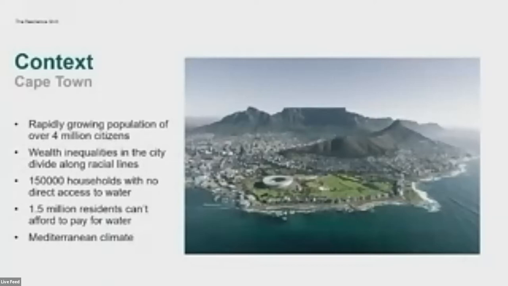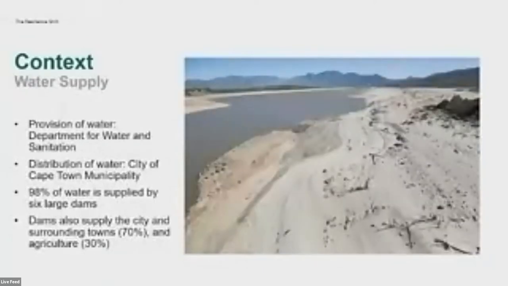Many white Capetonians enjoy higher salaries and more comfortable lives, with Black and coloured folk being more socially and economically vulnerable. Typically, Cape Town experiences a Mediterranean climate with warm and dry summers and milder, wetter winters.